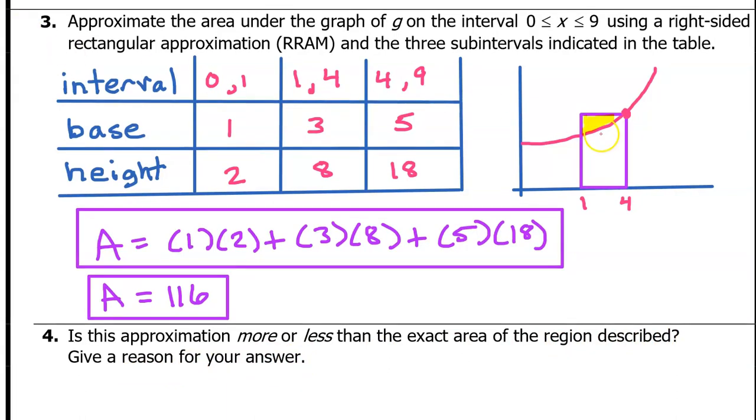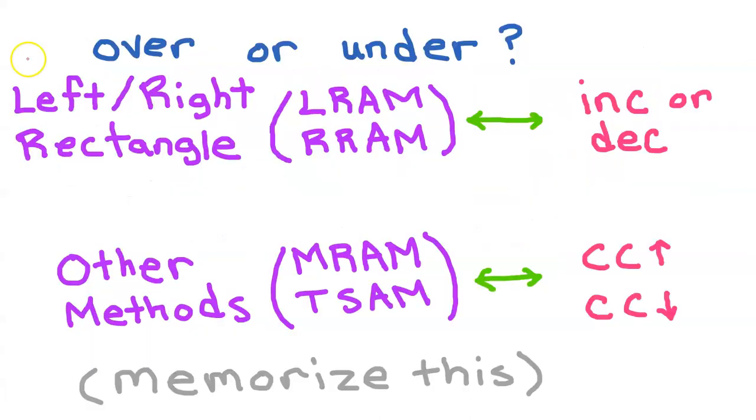We can tell from our right rectangle model that this is giving us an overestimate because of the way the rectangle includes a portion of area that is above the curve. However, your justification must be based on these facts that I asked you to memorize.